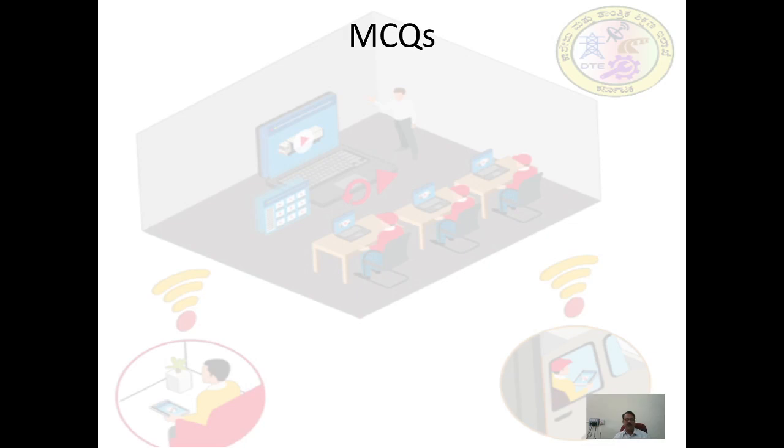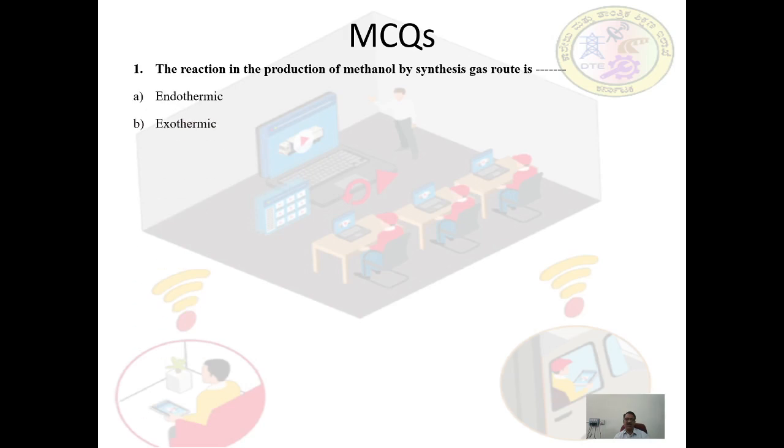Let us see some of the MCQs. Question number 1. The reaction in the production of methanol by synthesis gas route is dash. Option A endothermic, option B exothermic, option C isothermic, and option D none of these. The right answer is option B, that is exothermic.